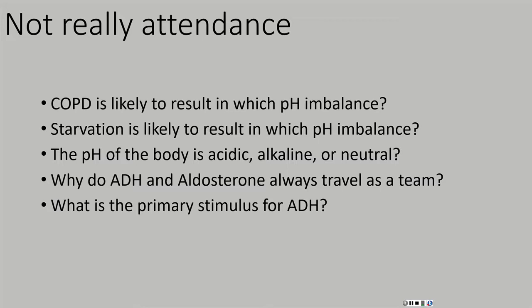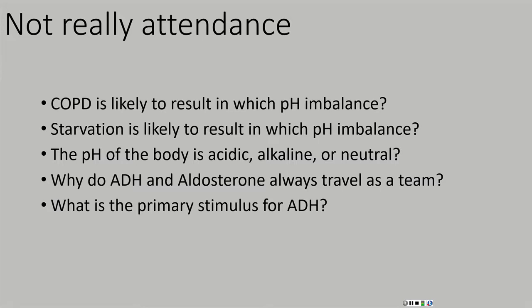And let's see what these should be. COPD is likely to result in which pH imbalance? So this is something that's interfering with our ability to breathe. And if we can't breathe well, it means we're not exhaling carbon dioxide well. So carbon dioxide is building up in our body. And as CO2 goes up, what does that do to pH? pH goes down. So this is going to send us into respiratory acidosis. Respiratory acidosis is common in patients with COPD.